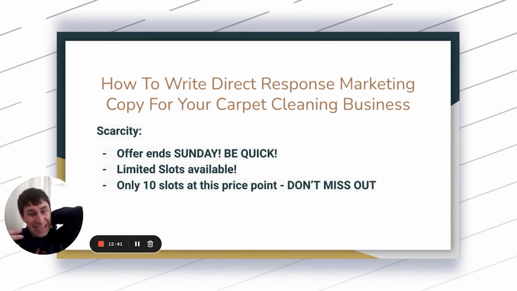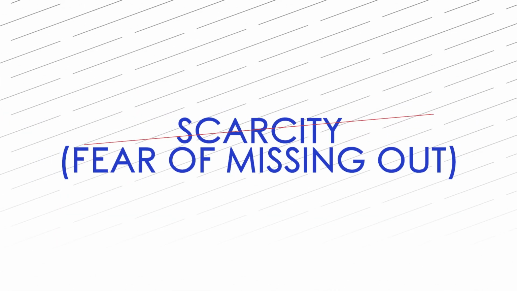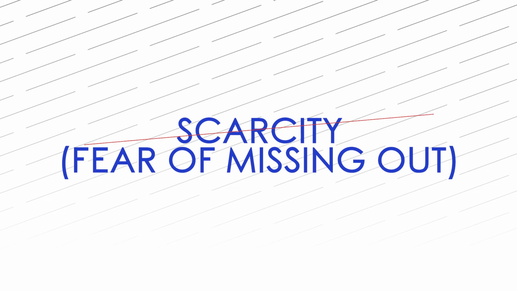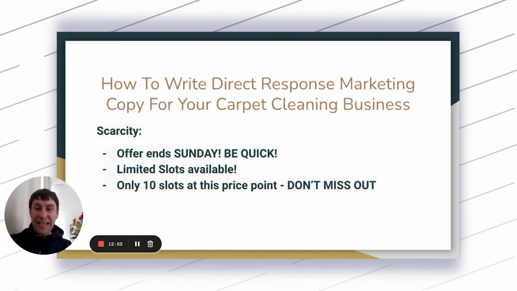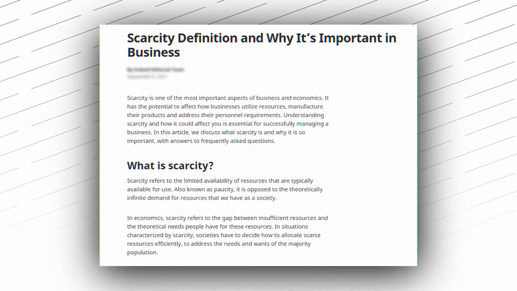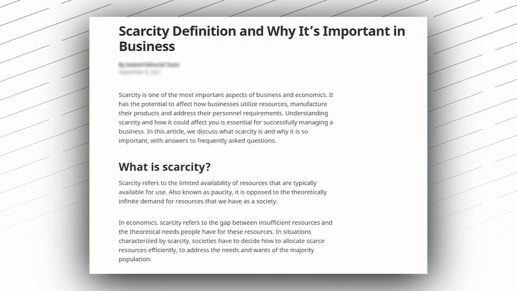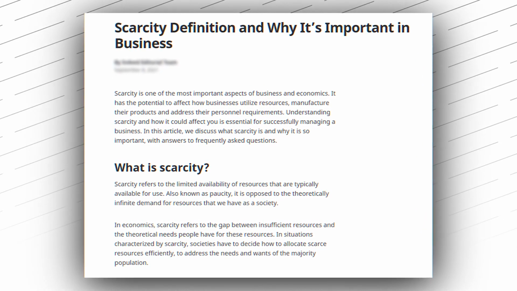Next thing, and this is a classic marketing hack or technique, is scarcity, fear of missing out. Offer ends Sunday. Be quick. Limited slots available. Only 10 slots at this price point. Don't miss out. You'd be surprised, but this stuff works, right? When you're talking directly to your ideal customer, you're giving them the exact service that they want based on their pain points. You put in front of them an amazing offer, and then you create this situation where literally you need to jump on this right now, because tomorrow, in an hour, in a week, it's going to be gone. That's how you get people to jump off the fence.